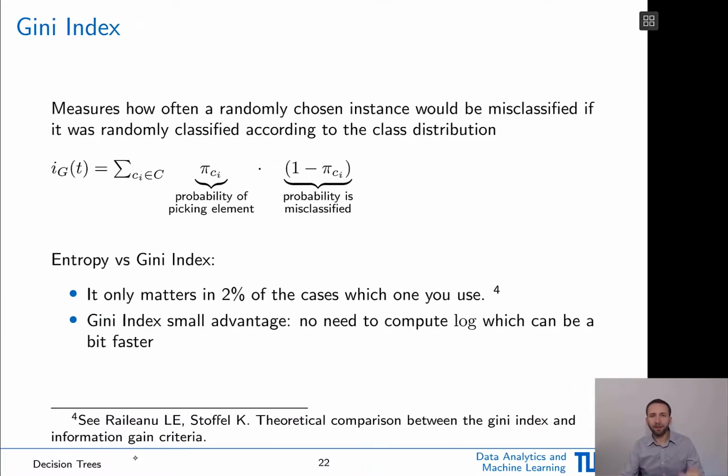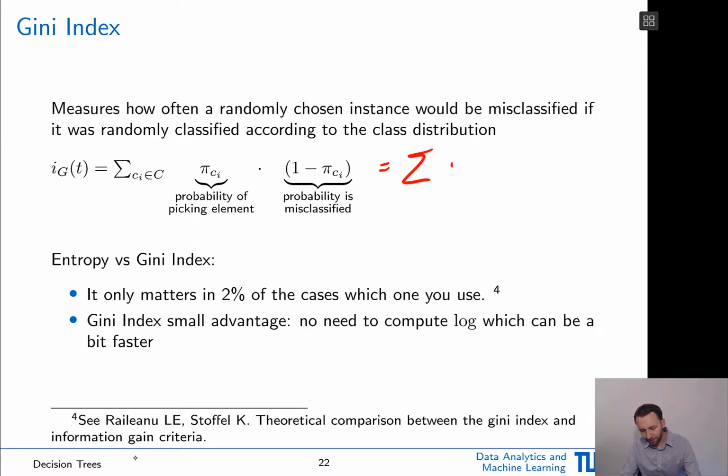Good. So then quickly to the other notion, the other measure, which was the Gini index. The Gini index can be written in such a way as we see it here. It was the probability of picking an event times the probability that it's misclassified. I actually first want to rewrite it so that we get a better understanding of what this is actually doing.